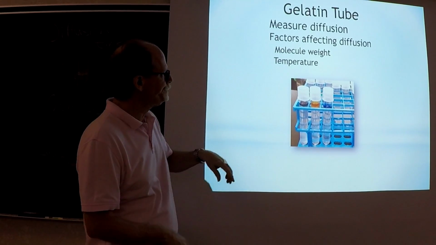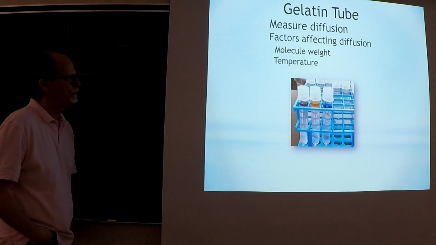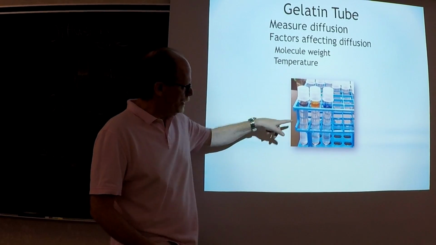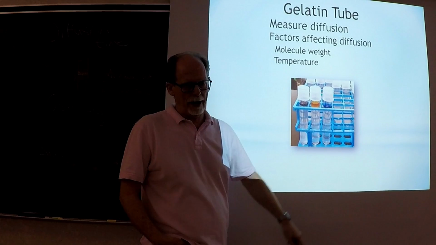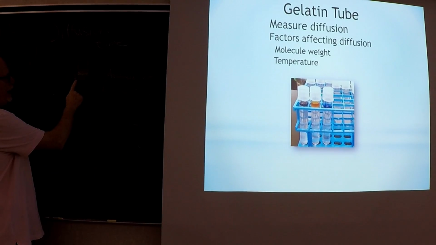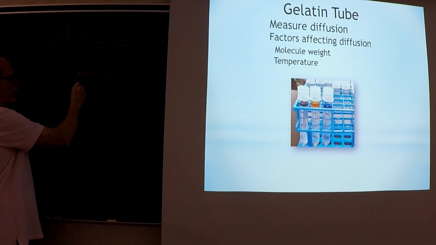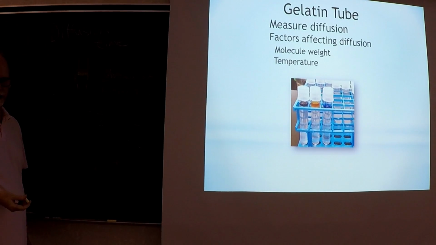Okay, so if we put these 3 tubes on ice and then waited an hour to see how far the dye went down, we'd expect to see the movement to be less than it was if we kept them at room temperature, at a warmer temperature. At a warmer temperature, they would move more quickly.